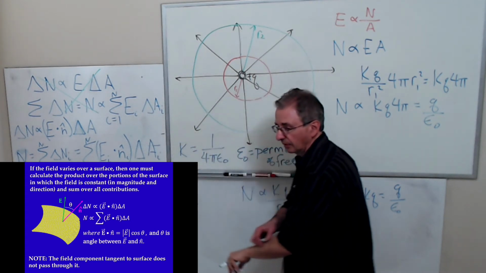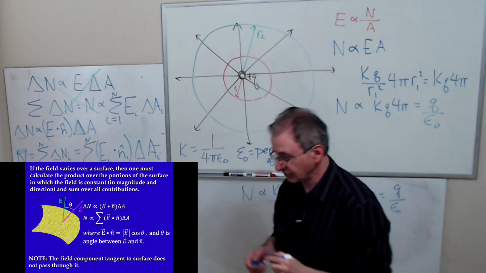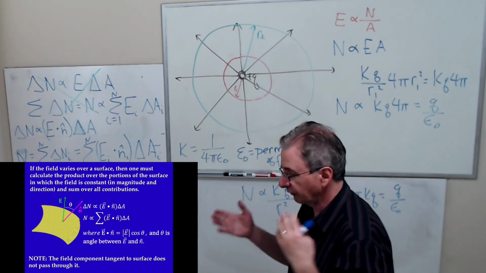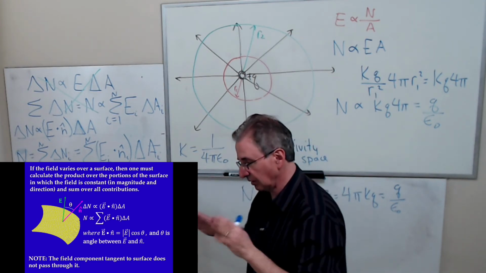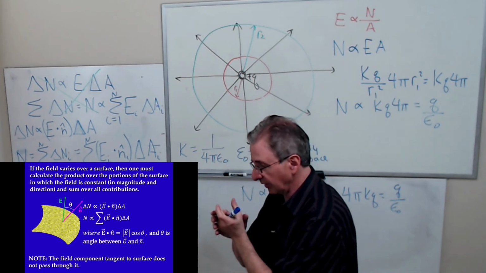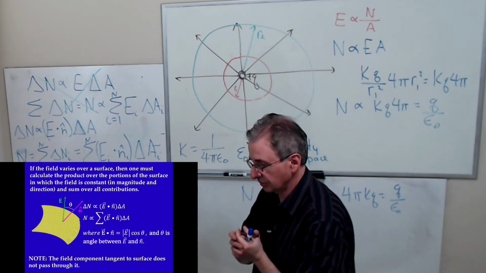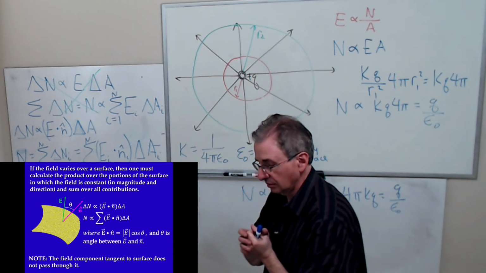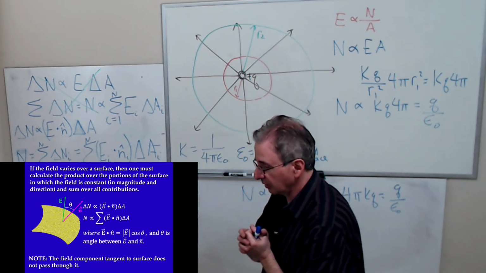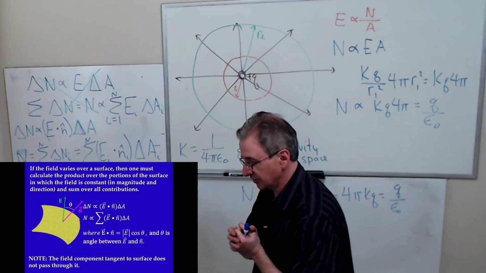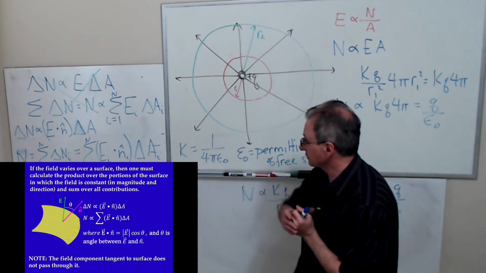So I break up the surface into as many pieces as I need and calculate the dot product of the electric field with the normal to the surface multiplied by my element of area in a small area, and then I sum over all the areas. And remember, only the component perpendicular to the surface passes through the surface, not the component tangent. That's why we need to introduce that dot product.